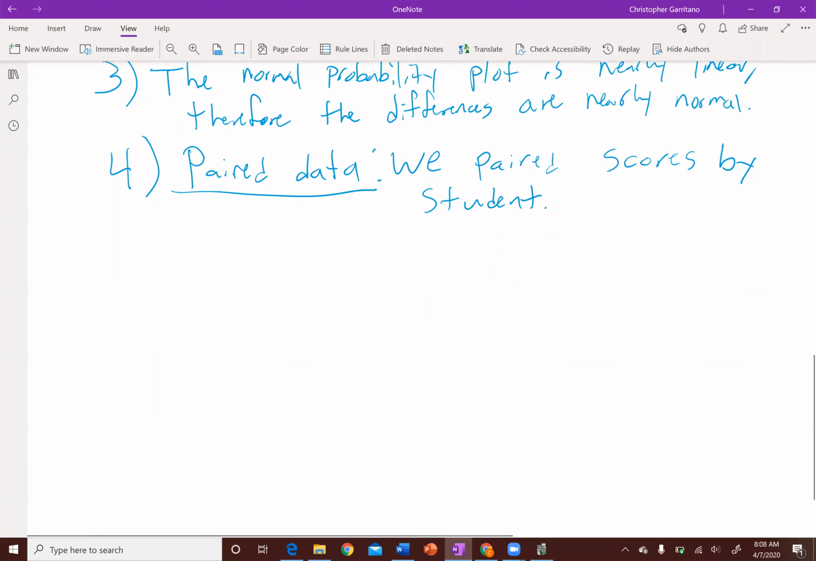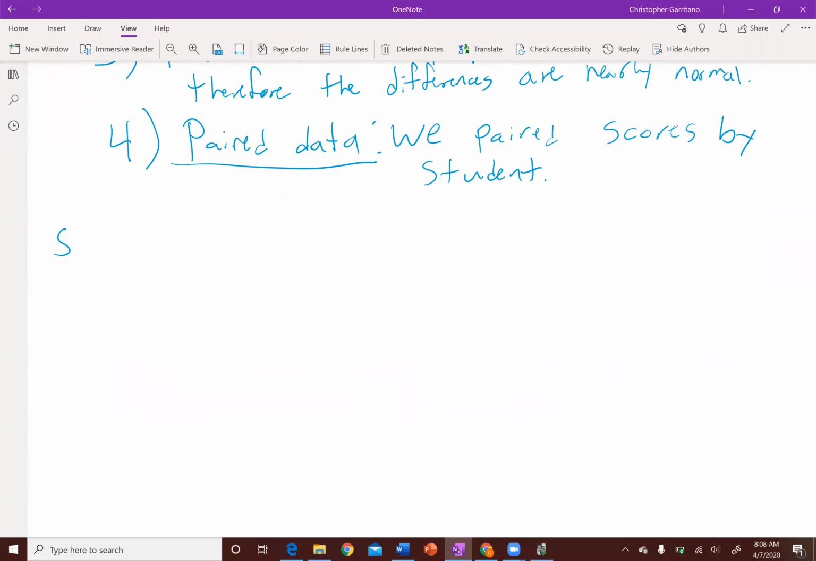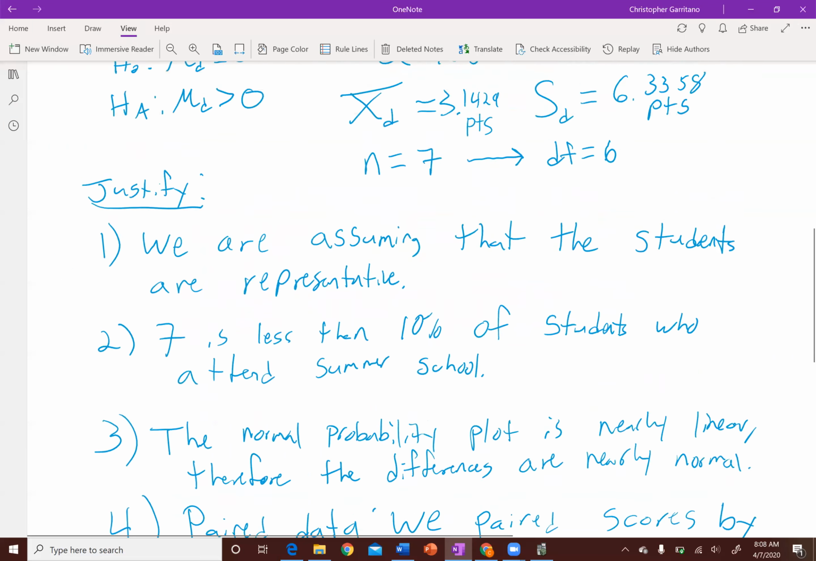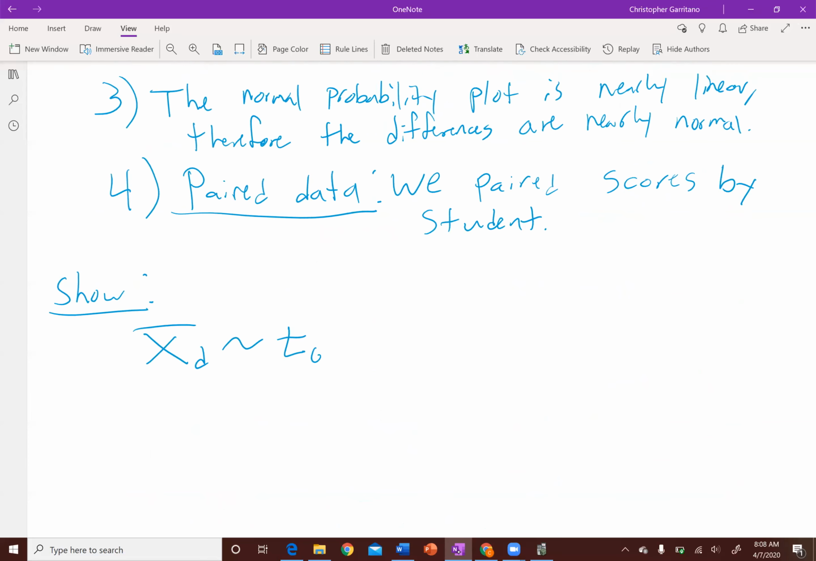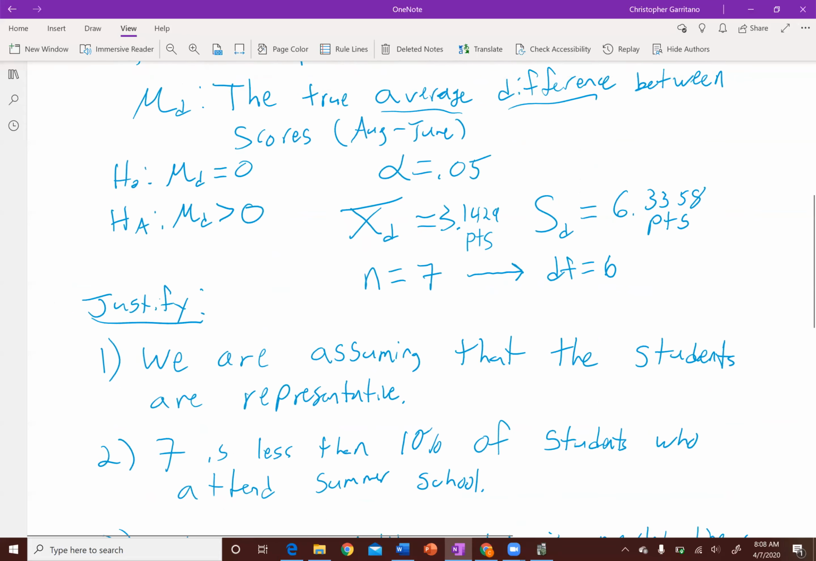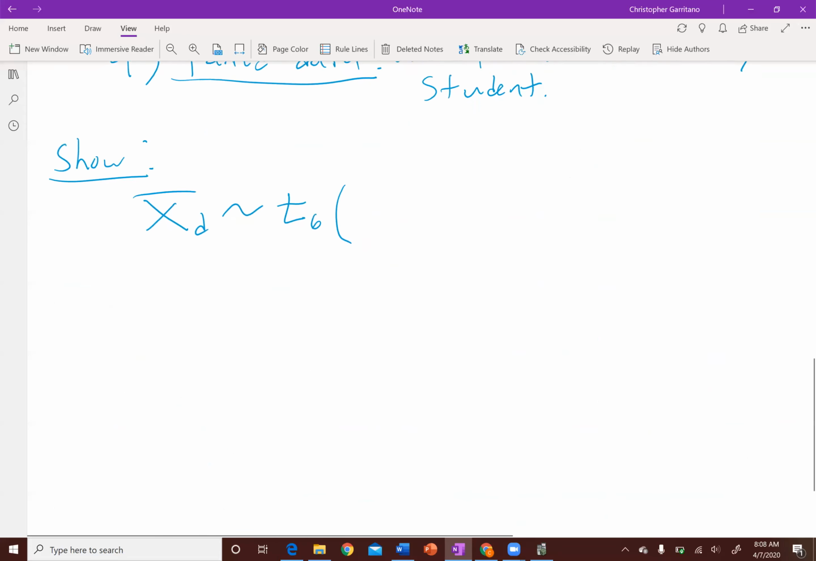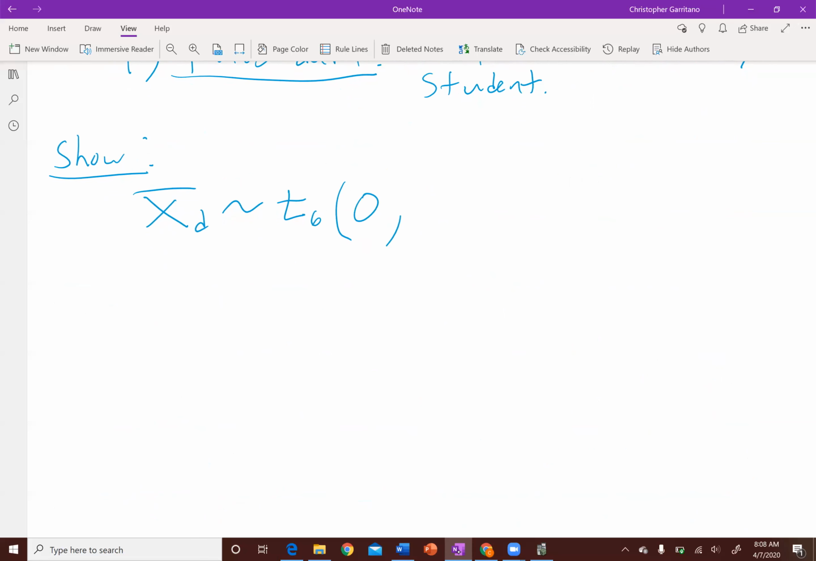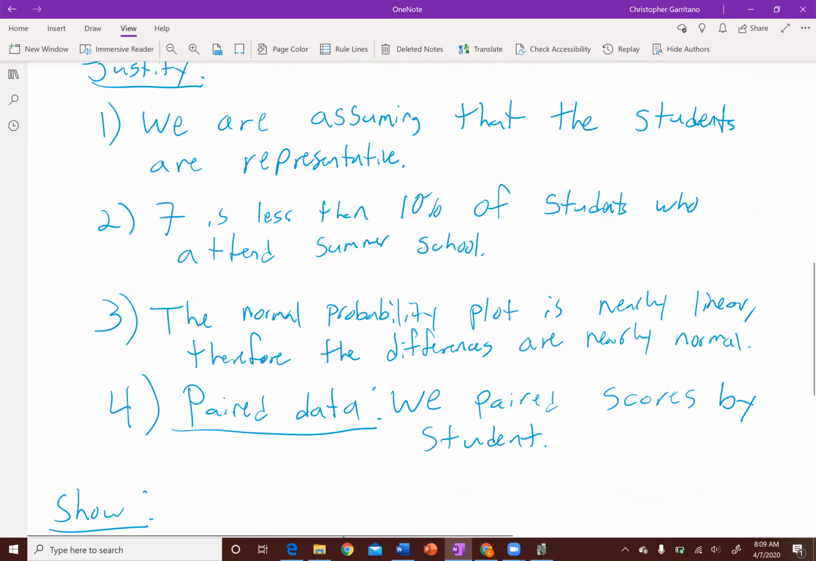We have justified all the conditions, and now what does that mean? So since the conditions are met, that means our sampling distribution of sample average differences can be distributed using the t-distribution. Of course, as we mentioned earlier, our degrees of freedom are 6. We are assuming that the parameter, so the true average difference, is 0. And so that means the sampling distribution would be centered at 0.